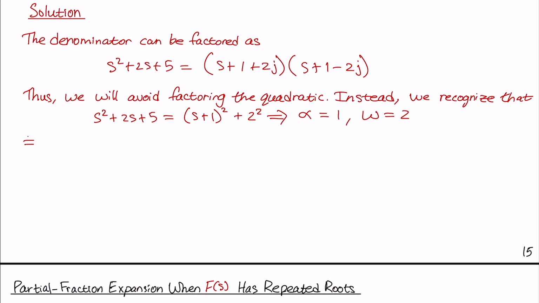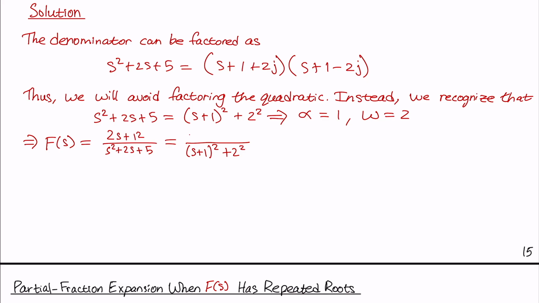So from here, our goal is to expand F of s, which is equal to (2s + 12) divided by s squared plus 2s plus 5, into some fraction where we rewrite the denominator as s plus 1, quantity squared, plus 2 squared. From here, we are going to split up the 2s plus 12. We want to put it into a form where we have a constant and then a constant times s plus alpha.